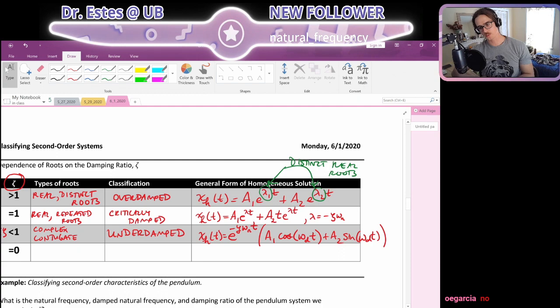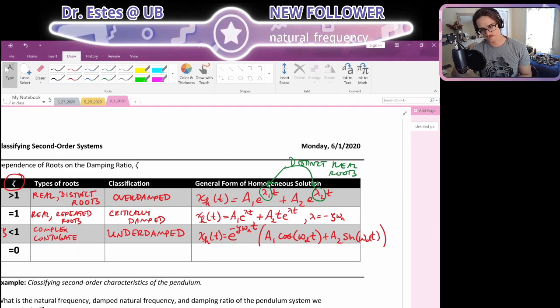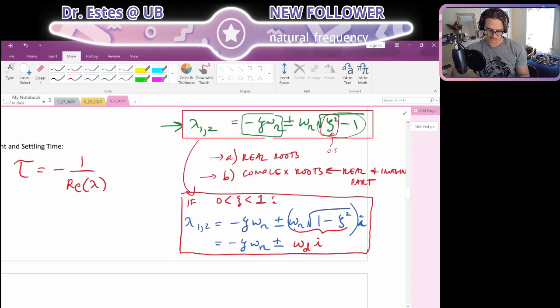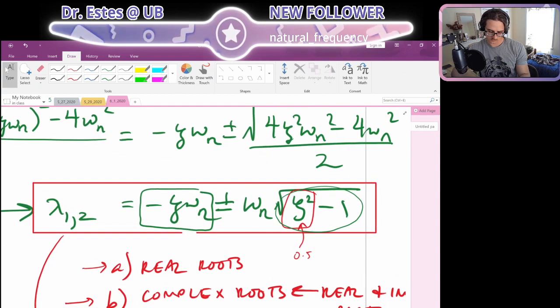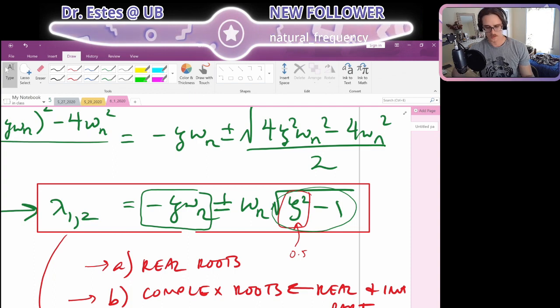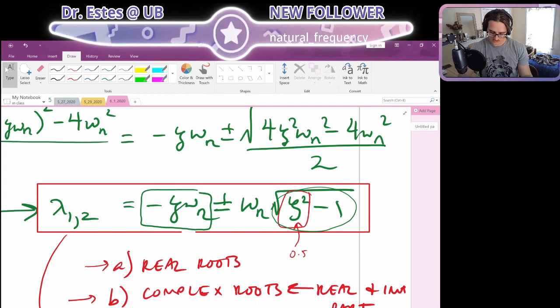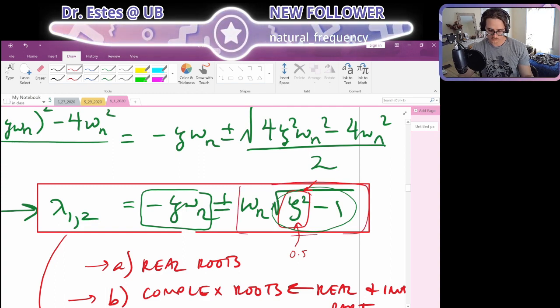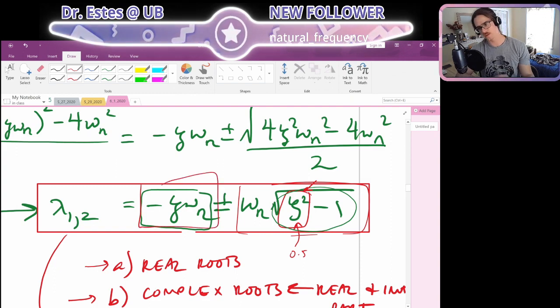The last one is when we set zeta equal to 0. Let's take a look. Actually, that doesn't really make sense, does it? If I set zeta equal to 0, then this would be 0. But this would also be 0, and my roots would be equal to 0.